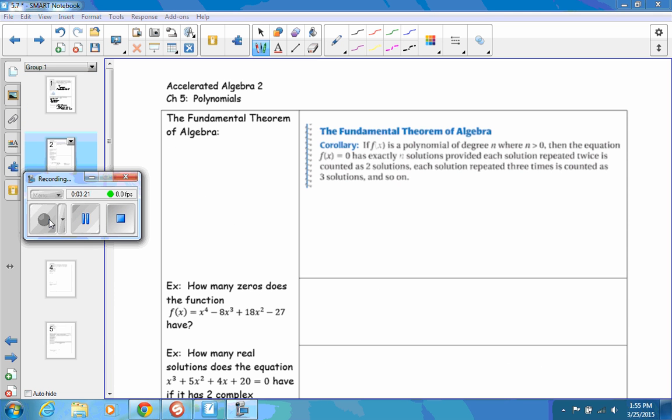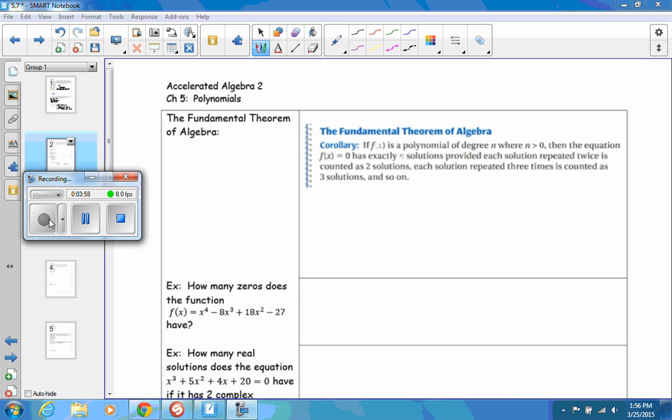The fundamental theorem of algebra. Write out polynomials. The fundamental theorem of algebra. So you've gotten all the way to algebra until now without knowing the fundamental theorem. How about that? So if a function is a polynomial of degree n, degree being what, the highest exponent, right? So if it has an exponent n, and n is greater than 0, as long as it's bigger than 0, then that equation has exactly n solutions.